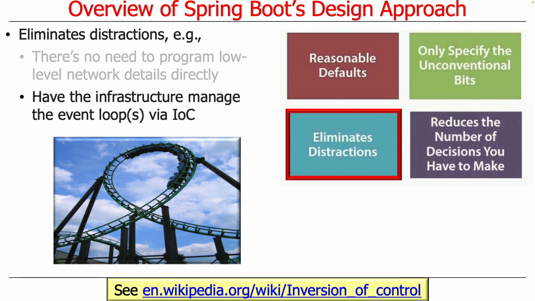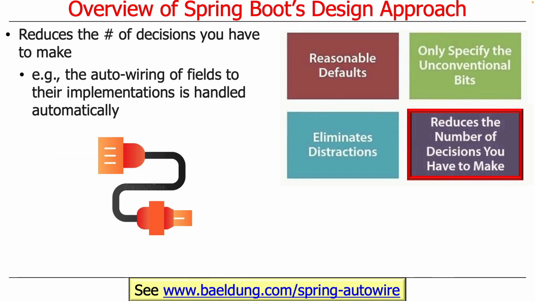Another good example of eliminating distractions is have the infrastructure, the Spring platform, manage the event loop or event loops using inversion of control. So you don't have to deal with the flow. You let the framework handle the flow for the bulk of the processing steps or stages.